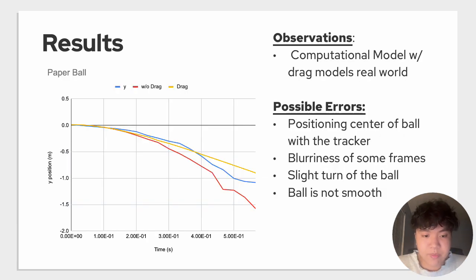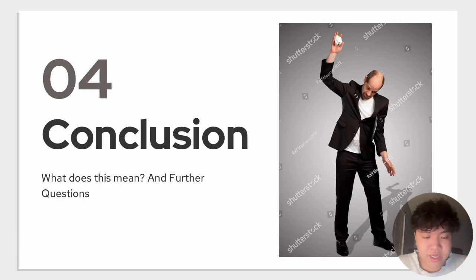So here are the results. I put this in a Google Sheet with the Tracker and the GlowScript numbers, and I observed that the computational model actually models the real world drag model. Some of the possible errors will be positioning the center of the ball with Tracker, blurriness in some frames since I'm human and there is some discrepancy there, the slight turn of the ball, and the ball is crumpled, so it's not smooth. So, what does this mean? And we'll be answering some further questions.